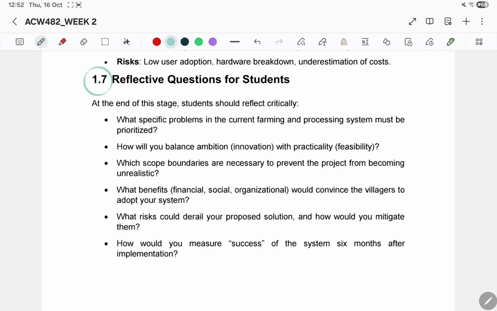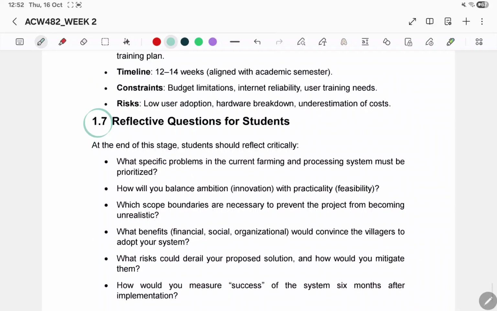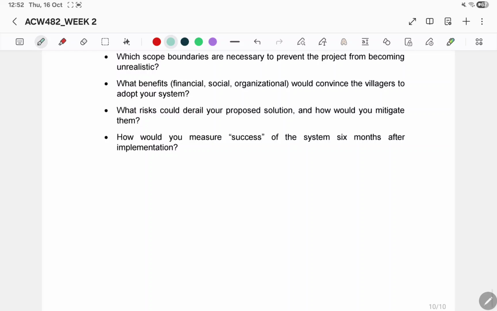You should treat this like a real thing. You are now given a project where you need to solve this villagers' problem, which is the farming of the mushroom and processing of the mushroom. And the problem has already been stated there. So you as a team, as a company, are going to provide the solution.